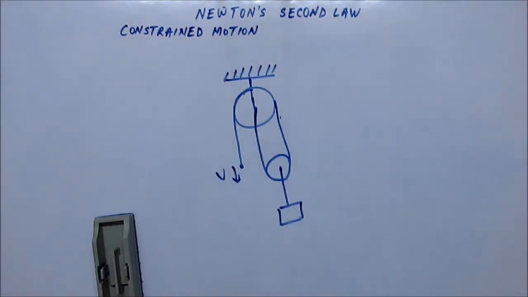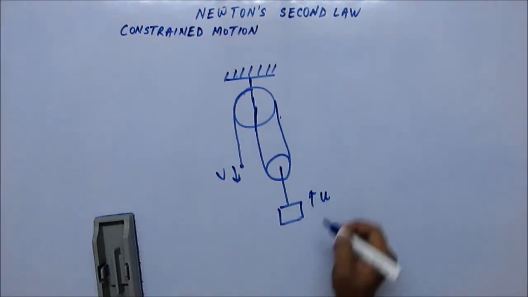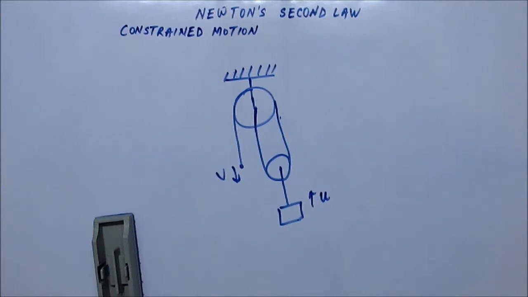This end is going with velocity v. Now you have been asked what is the velocity with which the mass will be going up. It's still a very simple case, and you have to use the same logic as we used in the previous case. This point is going down with velocity v. If this is going up with velocity u, what is the relation between v and u?